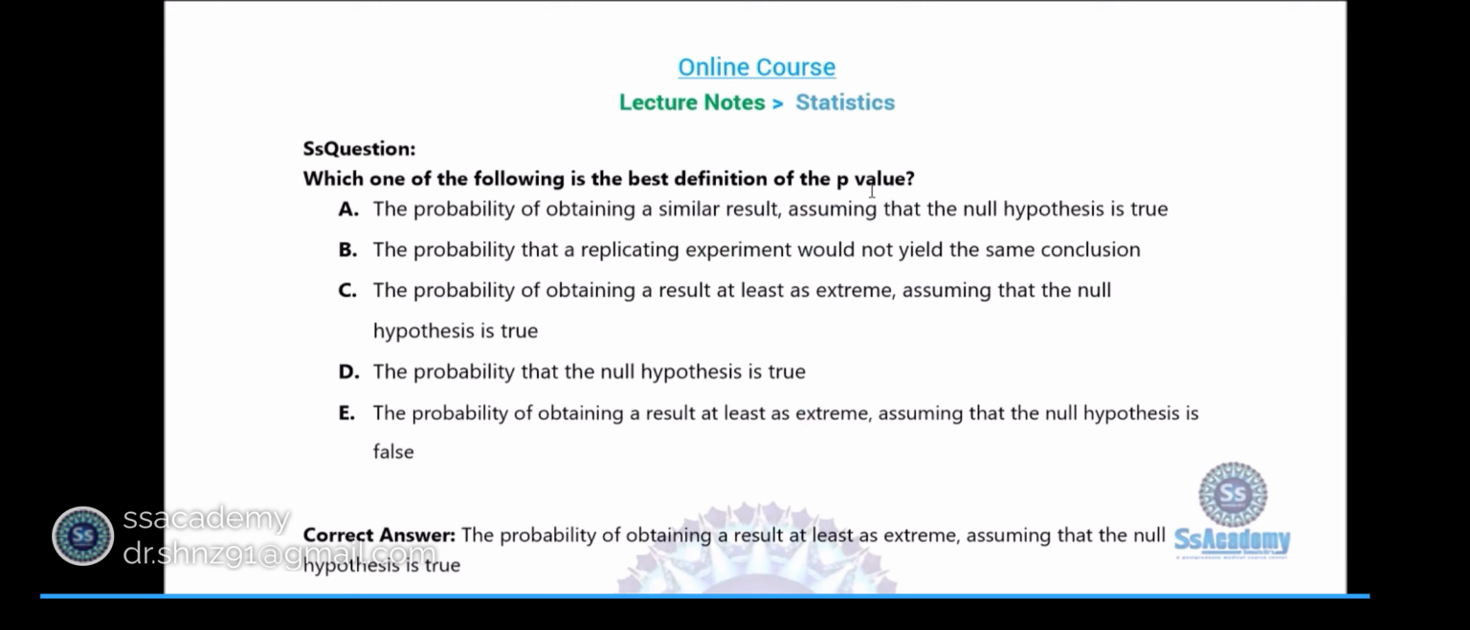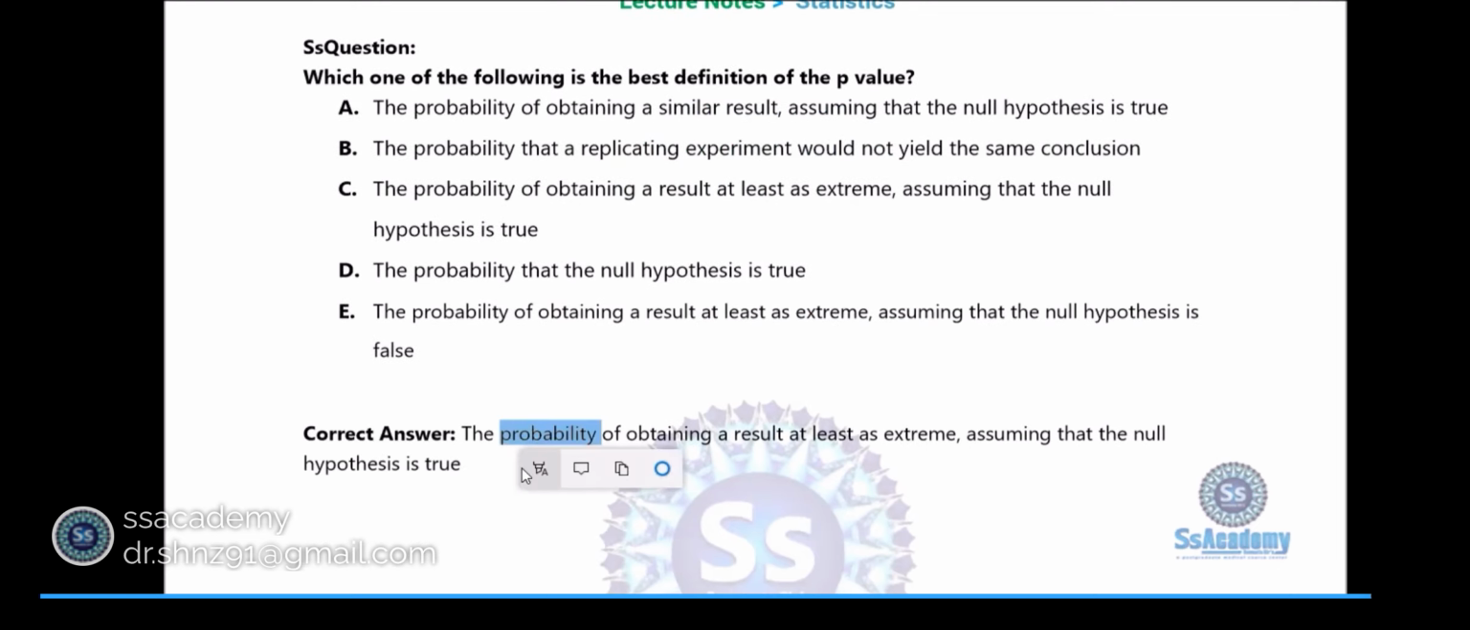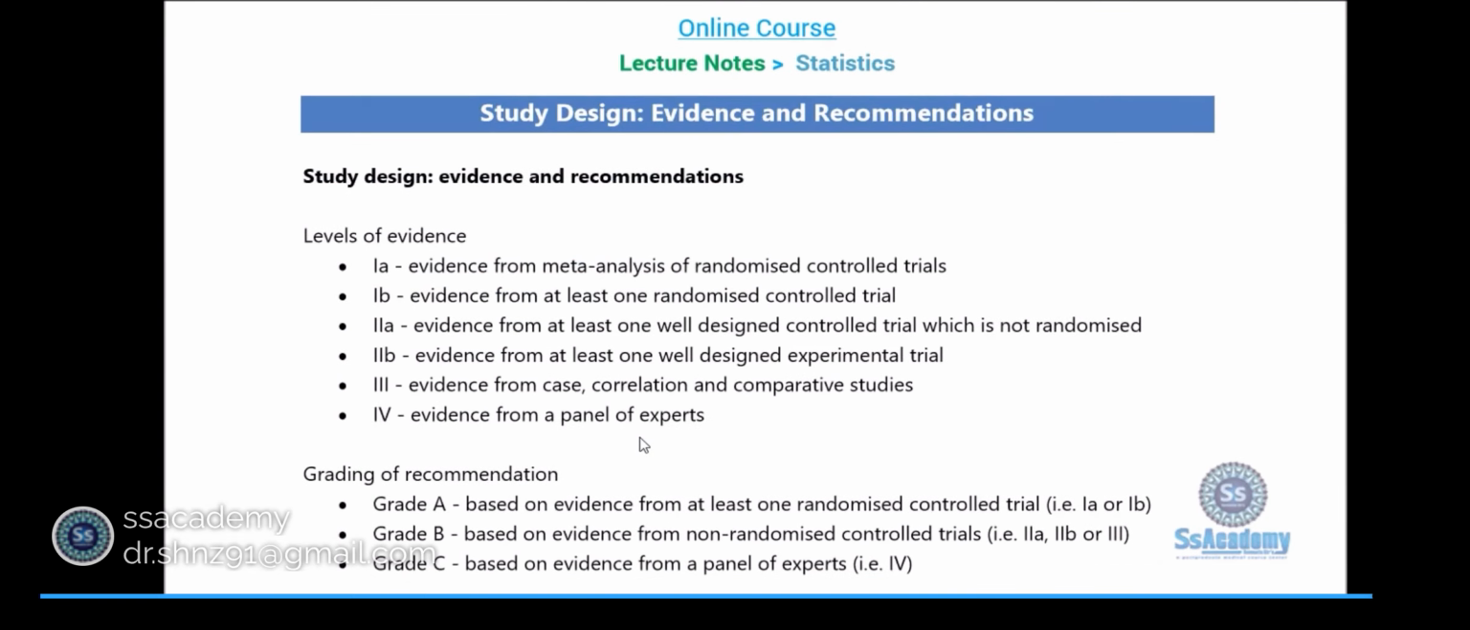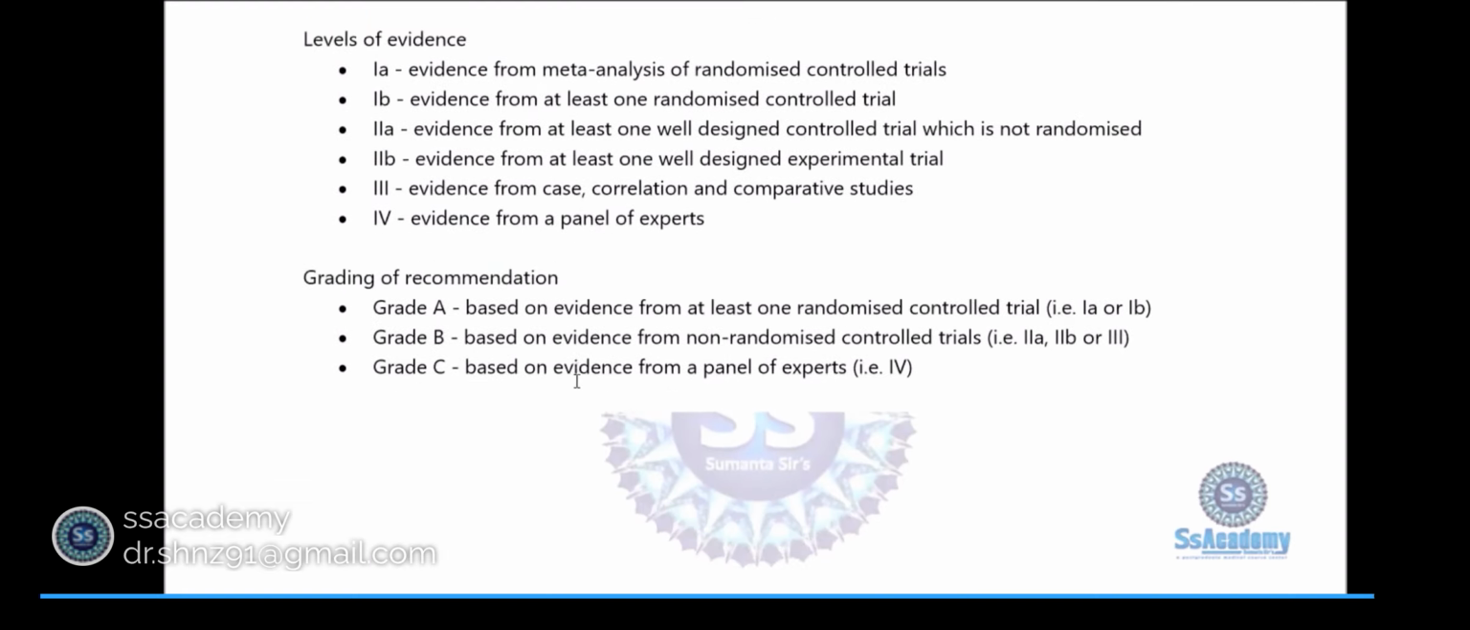Definition of the p-value. The p-value is a probability, P for probability, of obtaining a result at least as extreme, assuming the null hypothesis is true. And some of the study design, evidence and recommendations. So this is a one-star or double-star topic. Let's just go through them.